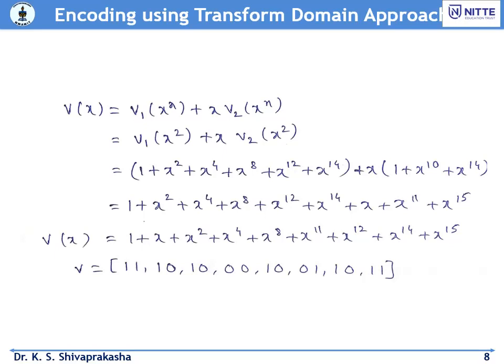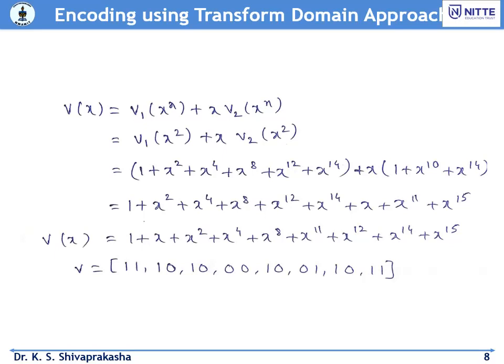Finally, let us find the overall code polynomial v of x, which is given by v1 of x square plus x into v2 of x square. This expression I have obtained by substituting n as 2 in the general expression that was given in slide number 4.